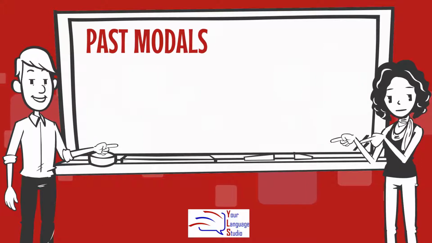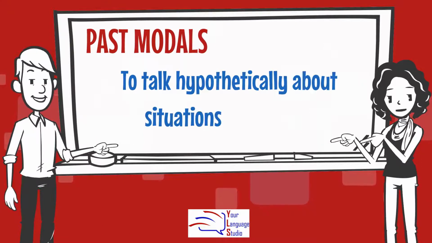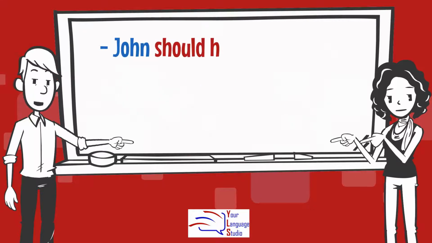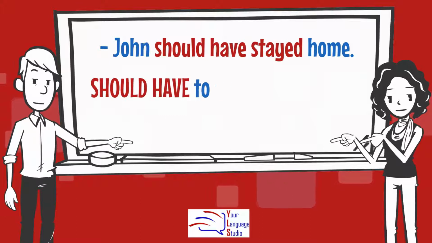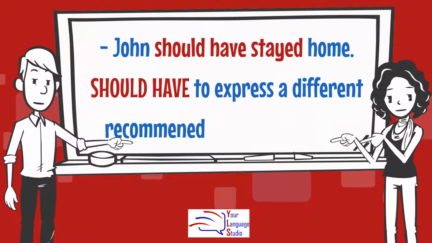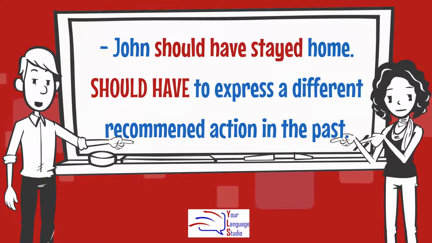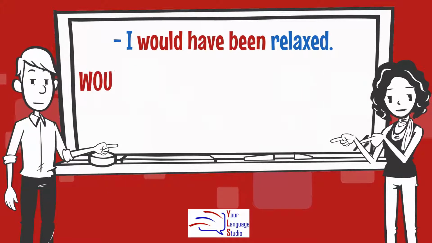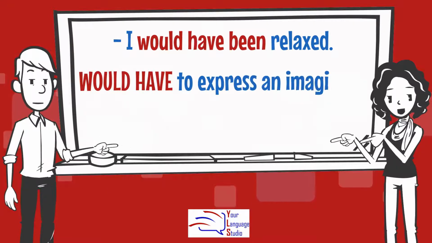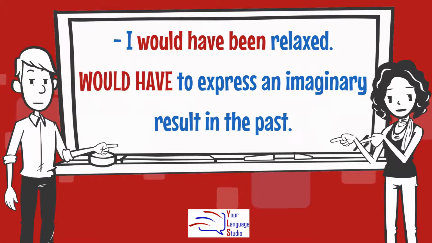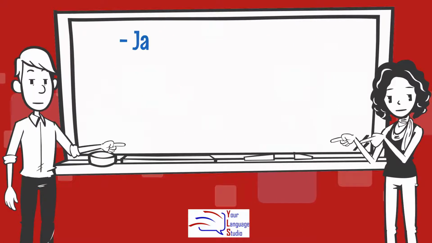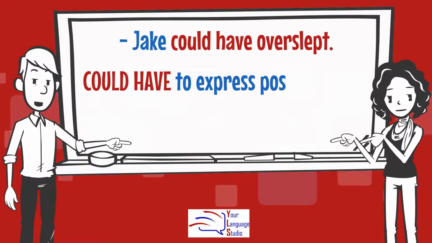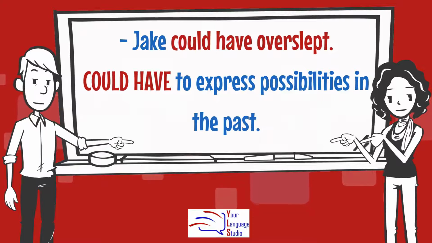As you can see, we use the past modals to talk hypothetically about situations in the past. John should have stayed home. Should have, in this case, is used to express a different recommended action in the past. I would have been relaxed. Would have is used to express an imaginary result in the past. Jake could have overslept. Could have is used to express possibilities in the past.